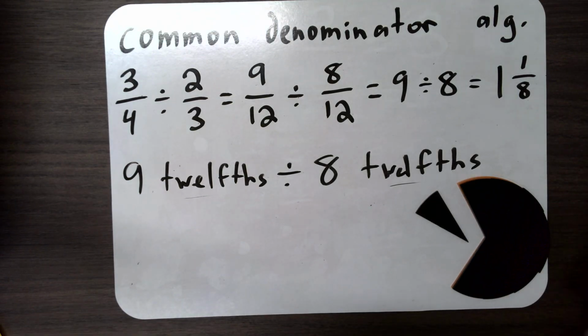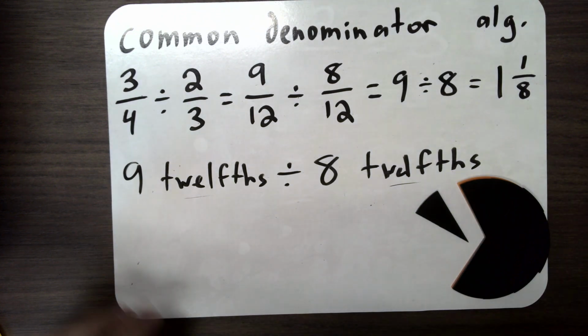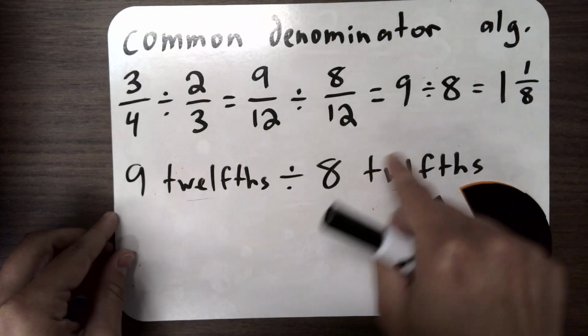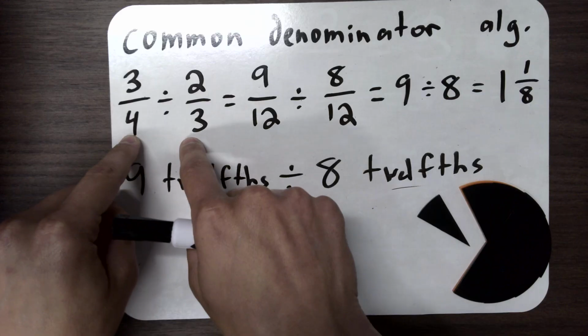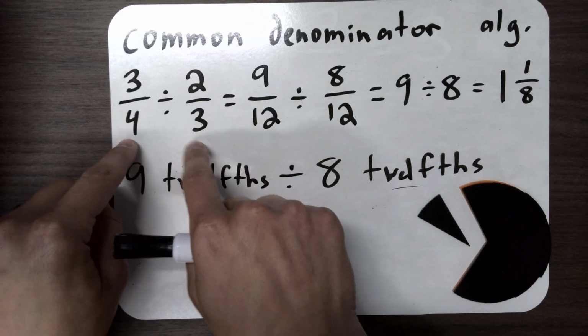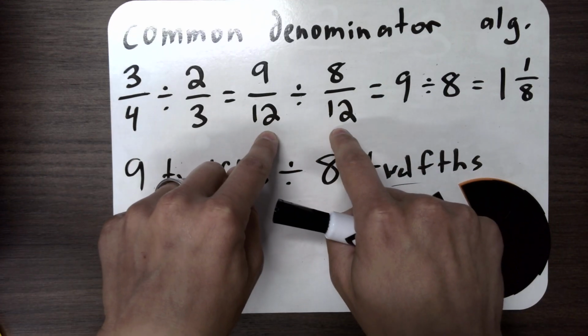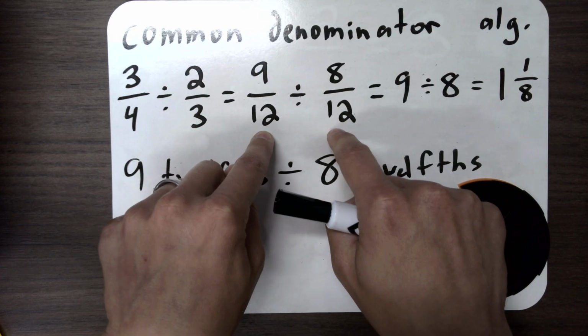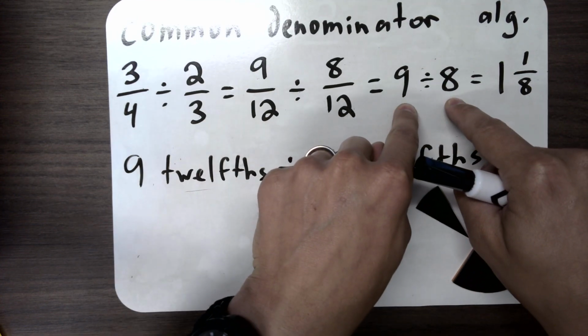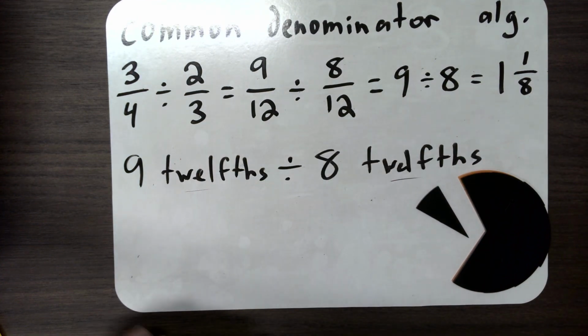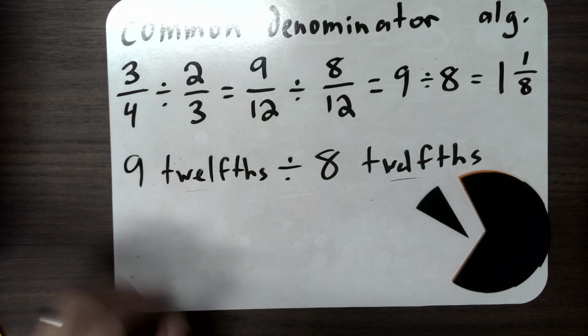All right, so that's the common denominator algorithm. We can use that for any fractions. That's the algorithm for fraction division: you find common denominators, and then you ignore the denominators and just turn this into a whole number division problem. So that's one algorithm. Then we'll go to the standard algorithm next.